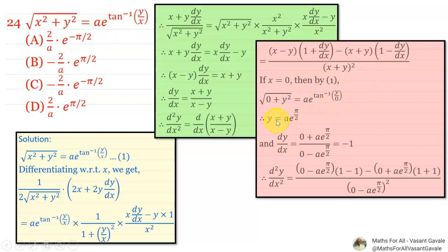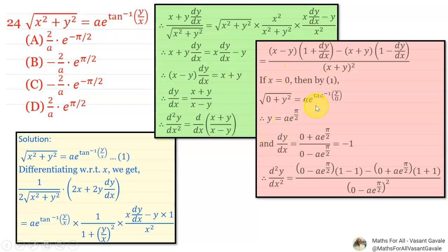We will substitute that value. Here, if we substitute x equal to 0, then you will get root of (0 plus y square) is equal to a e raised to tan inverse of (y upon 0). This is nothing but pi by 2, means tan inverse of infinity is nothing but pi by 2. Therefore, you will get y equal to a times e raised to pi by 2. So we got x as 0, and what is the value of y? a e raised to pi by 2.